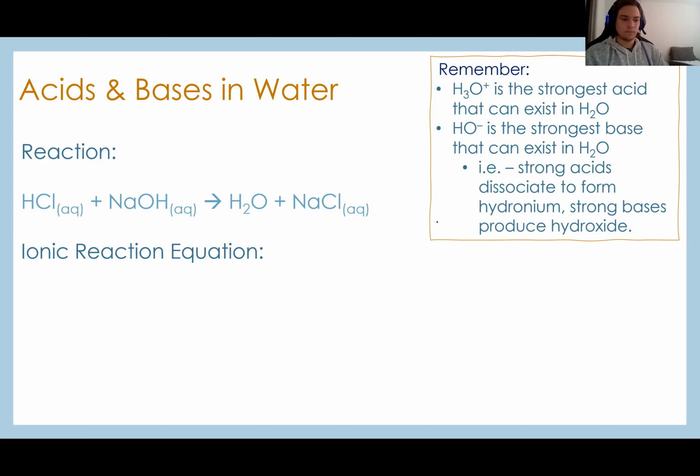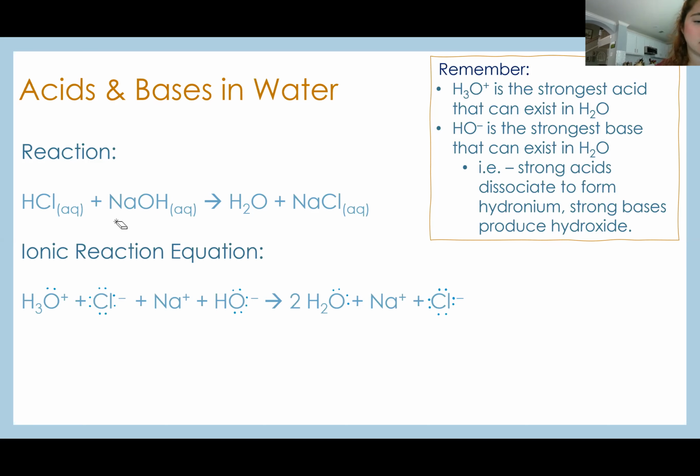Before we do that, we have to remember that this is an aqueous solution. So we're not going to have H plus and chloride minus. What we're going to have is hydronium and chloride minus as our active species for the hydrochloric acid. And then we're going to have sodium plus and hydroxide minus. And that's going to give us 2 equivalents of water and sodium chloride on the other side.